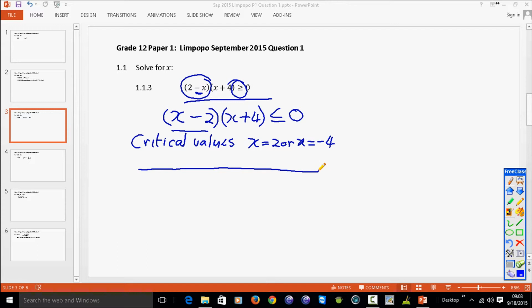On a number line we indicate the values which make the expression equal to 0. In other words, the critical values, negative 4 and 2. At the top of the number line, we are going to show what happens to the product, P for product. At the bottom, we show what happens to the factors as we move along the number line. So we are going to move from the left to the right across the number line and see what happens.